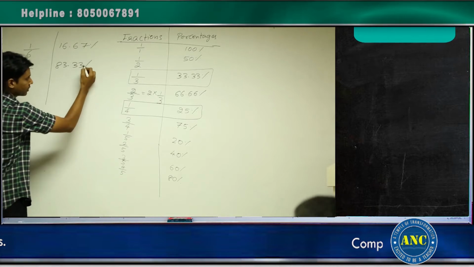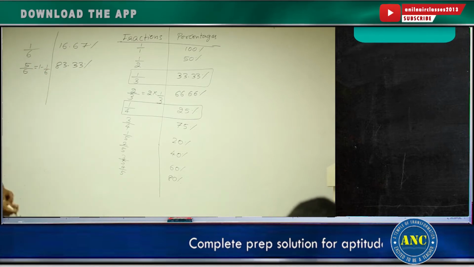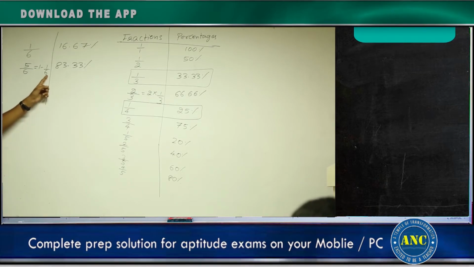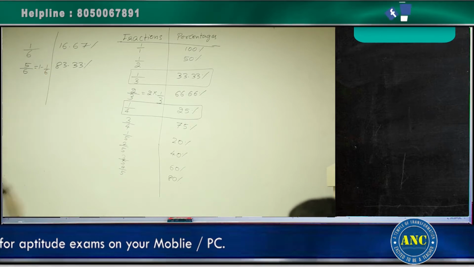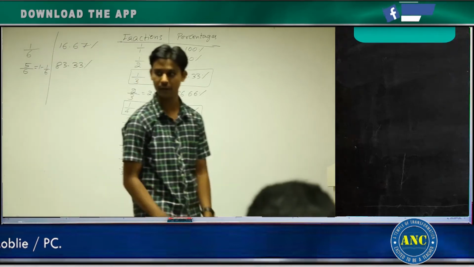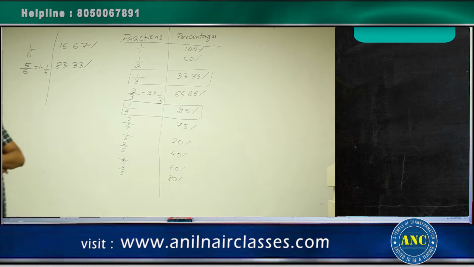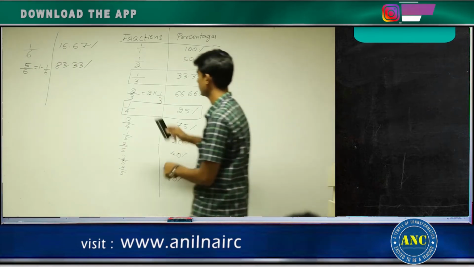83.33%. Or in other words, can I write 5 by 6 as 1 minus 1 by 6? 1 is 100%. 1 by 6 is 16.67%. 100 minus 16.67 is 83.33%. Understanding? Please write down these values. Next I will move on to 1 by 7, 1 by 8, all those things I will discuss after you write down. Okay sir? Next. We will continue further.